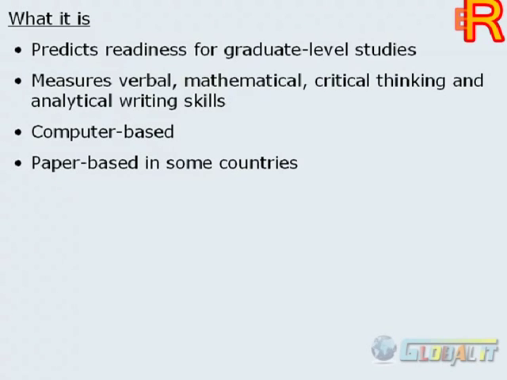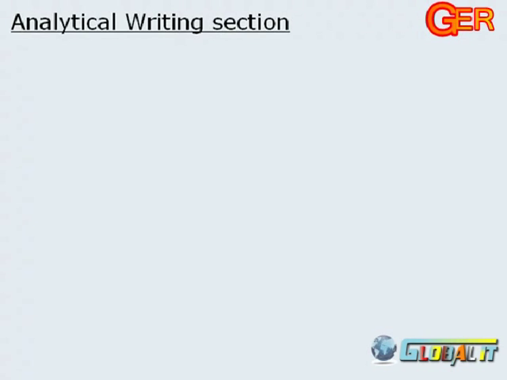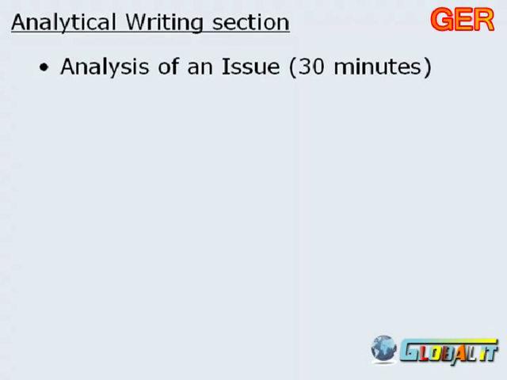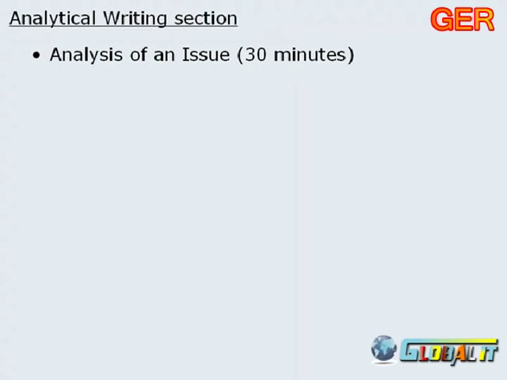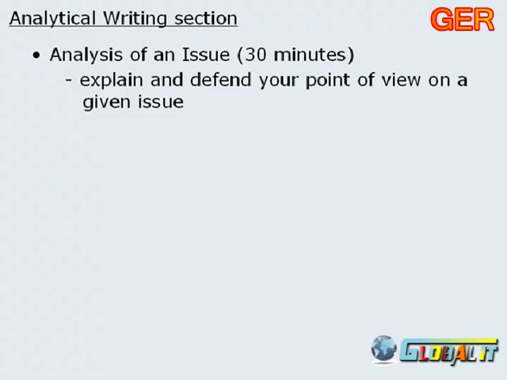Okay, now let's look at the various parts that make up the GRE. When you write this test, your first task will be to complete the analytical writing section. In this section, you must write two different essays. The first essay type is called Analysis of an Issue. For this essay, you will have 30 minutes to explain and defend your point of view on a given issue.